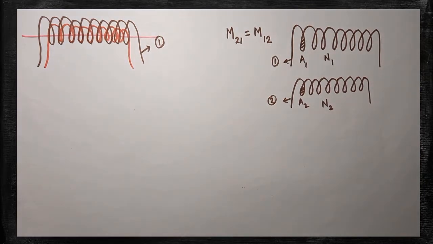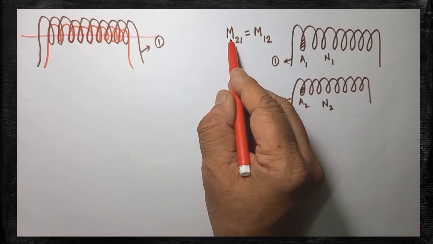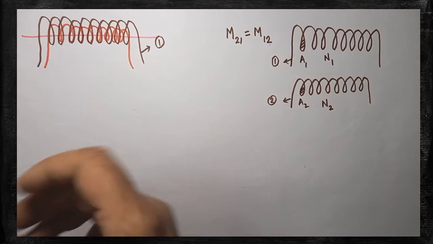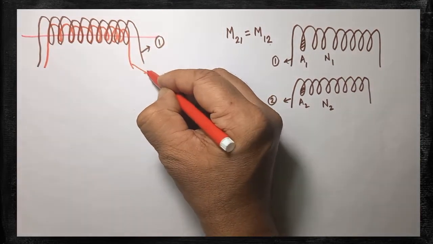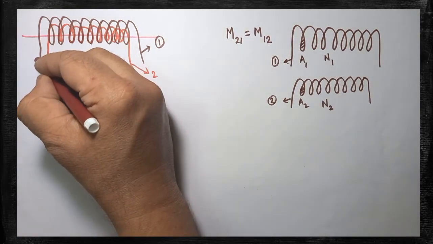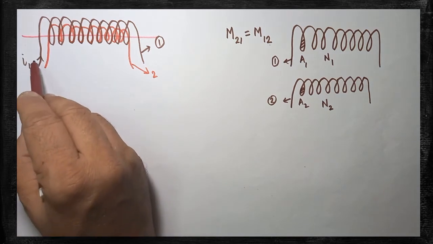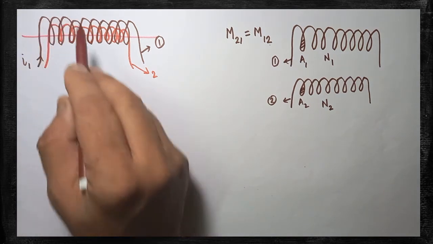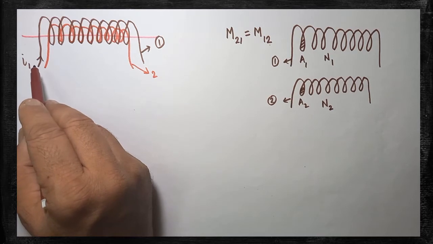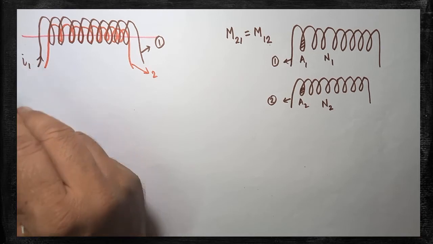Now you know the meaning of M21. What is M21? Mutual inductance of the second coil with respect to the first coil is to be found out. For that, what do we have to do? We have to supply some amount of varying current through the first coil. I1 is the current passing through the first coil. So what kind of current is sent here? Varying current is allowed to pass through the first coil.